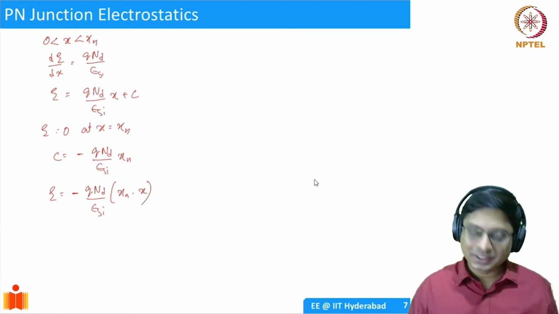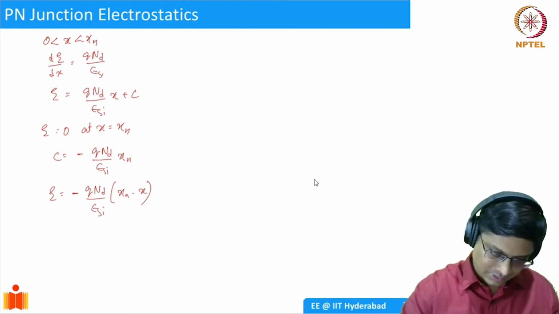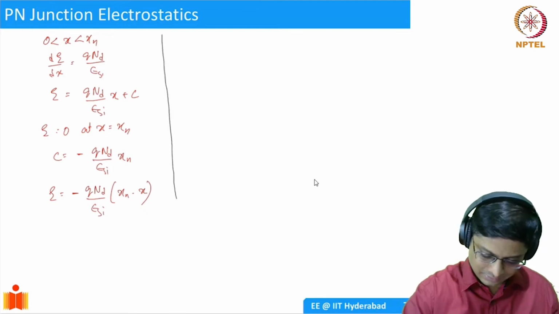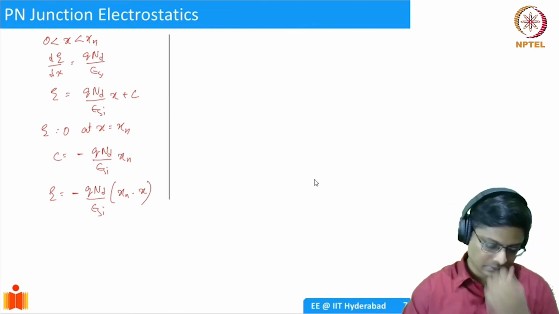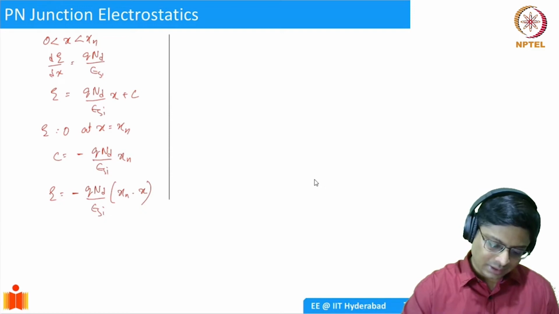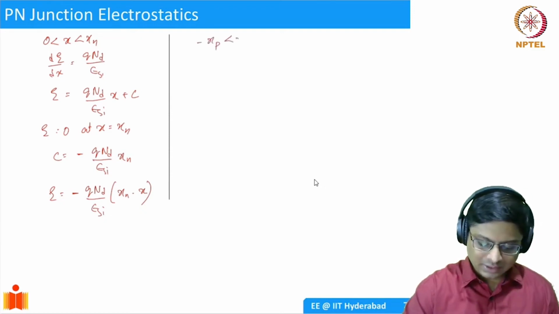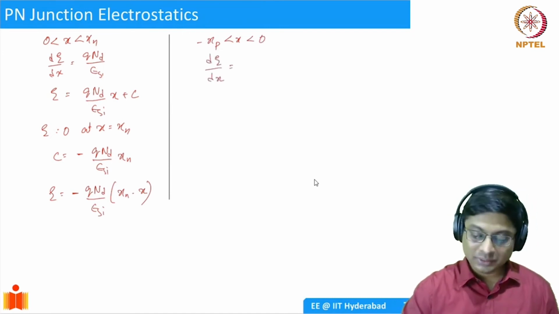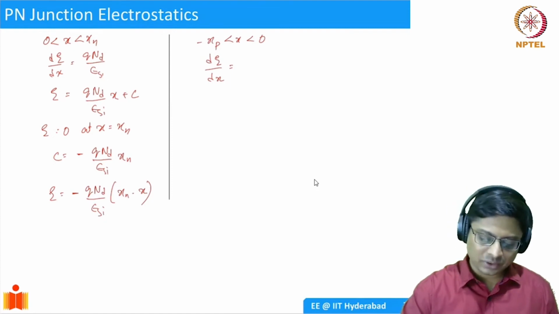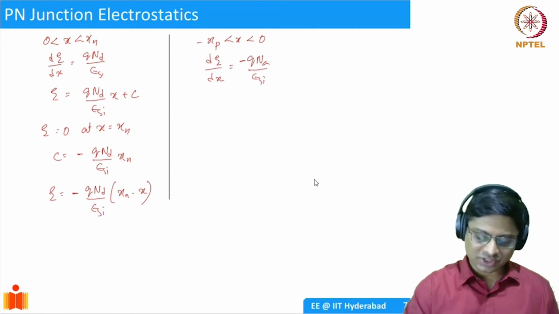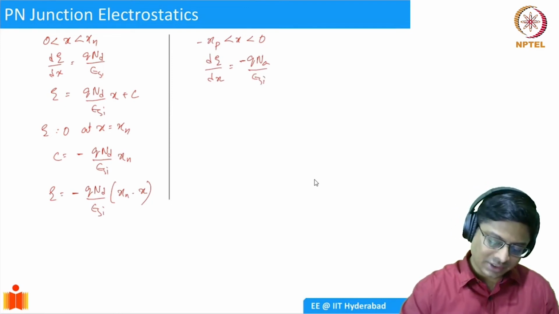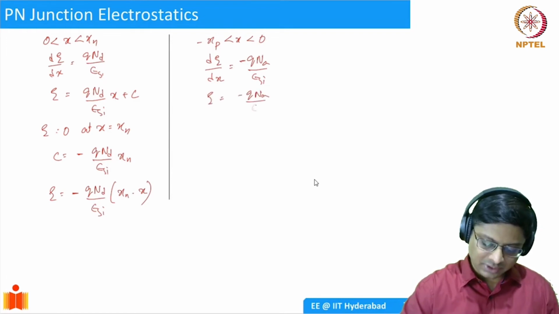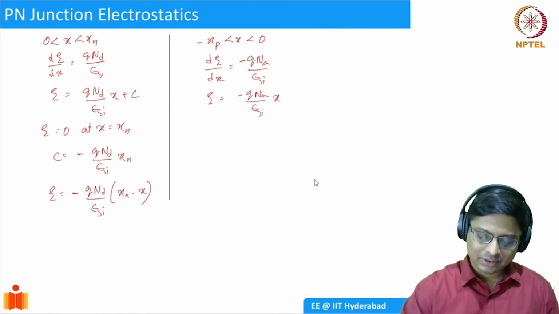And then what happens on the P side? Well, something similar happens on the P side. Let's consider between minus xp and 0. dE by dx now is going to be rho by epsilon, and rho, remember, is uniform. So it is minus q N_A by epsilon silicon. This is the charge density divided by epsilon. And so that implies that your field is going to be minus q N_A by epsilon silicon times x plus c.